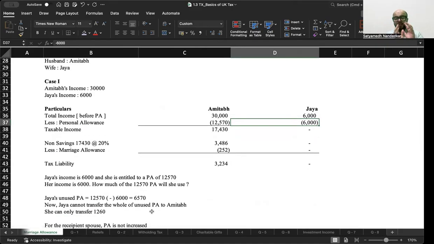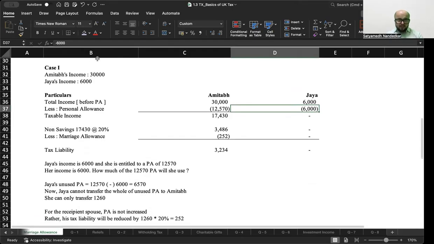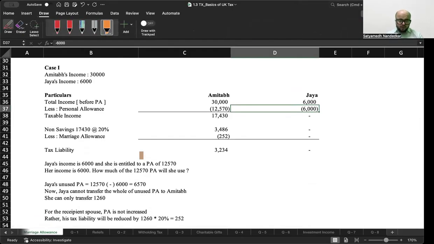But the thing is, Jaya is allowed to transfer her unused personal allowance to Amitabh, but she cannot transfer the entire unused amount. In her case, the unused amount is 6,570. But she cannot transfer the whole of the unused amount of personal allowance to Amitabh. She can only transfer 1,260. So out of 12,570, she used 6,000 for herself. She can only transfer 1,260 to her husband.